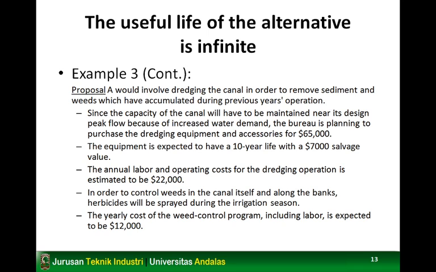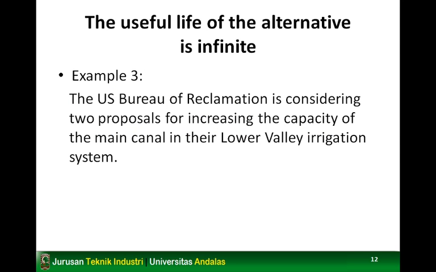Remember, the project here is an irrigation system, and as we know, they will use it forever. So in this case, n goes to infinity, because they will use the irrigation system again and again. It is just like the bridge, the highway system, and other government projects.